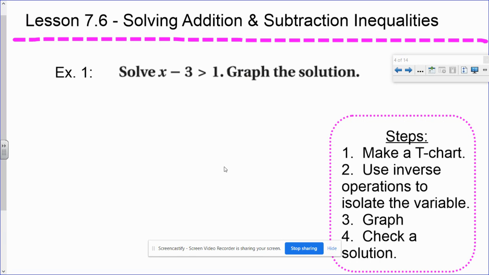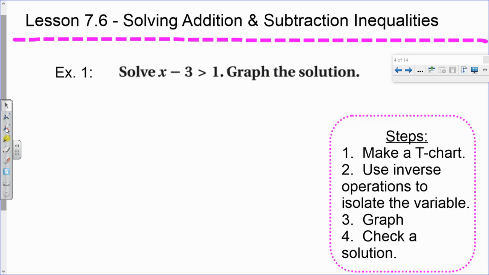So I'm going to ask you guys to go ahead and open up your notebooks to your notes section. And you can pause me, but I want you to record this first example. It says solve x minus 3 is greater than 1, and then you're going to graph the solution. If you notice to the side here, I have the steps that we're going to be using, and they're going to look very, very similar to what we did when we solved equations. So we're going to go ahead and work through this first problem together. If you need to pause the video at any time, go ahead and do that.